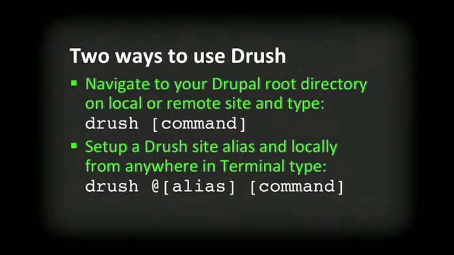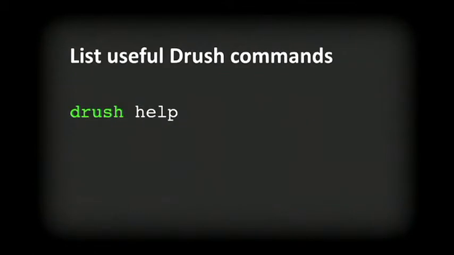But if you set up site aliases, you can use Drush from your local machine, and you can act on any Drush installation. You don't have to SSH into the box. So you can say Drush, whatever your site alias name is, and whatever command you want to follow by that, and that will act on the site that the alias is set up for. Towards the end of the presentation, I have some more links for setting up aliases.